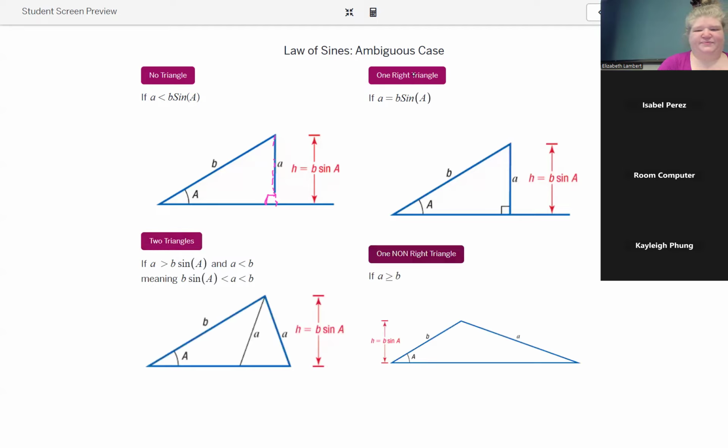Now, our other two cases. The two triangle case is when our A value is bigger than the minimum required height, but isn't as big as B itself. So typically when we're looking at our setup, if A, the side opposite angle A, is smaller than the other side, then we have two triangles. If A is bigger than that other side, then we only have one triangle. So we're usually just focusing on the last two to figure out, is it two triangles or one triangle? Just because we don't normally see the first two setups, but they can technically occur.